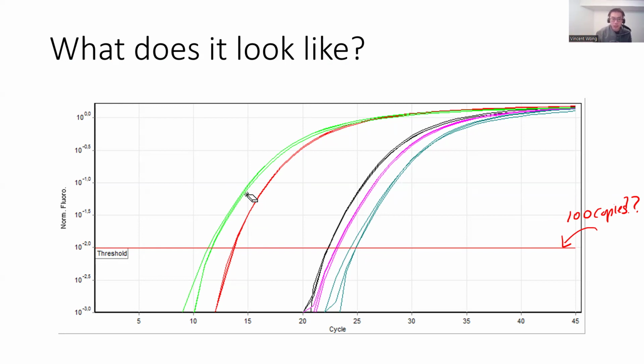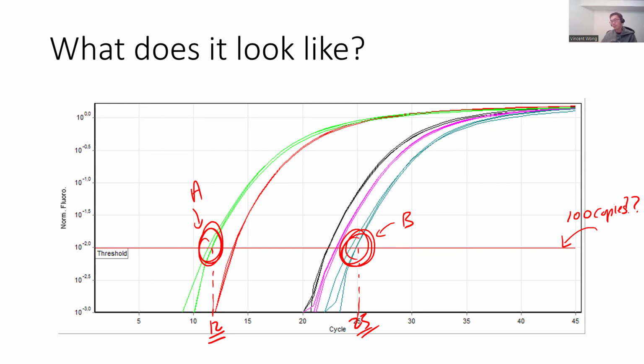Each of these lines represents a different sample. So let's say, do you think this person is more infectious or this person is more infectious? Is it person A or person B? You get their nasal swab, you do the PCR, and you try to figure out how long it takes to get to 100 copies. Person A takes about 12 cycles to get to 100 copies. Person B takes about 25 cycles to get to 100 copies. So which person is more infectious?